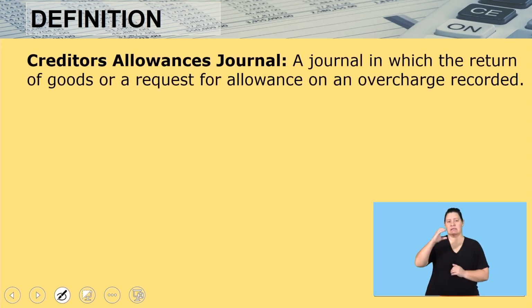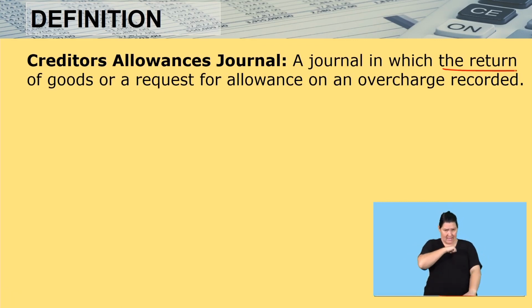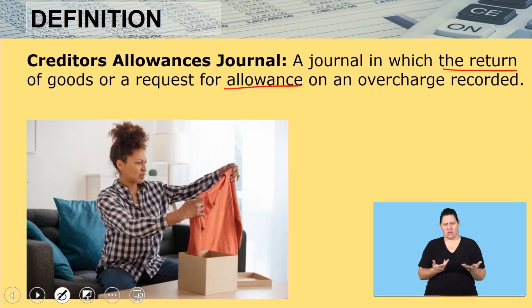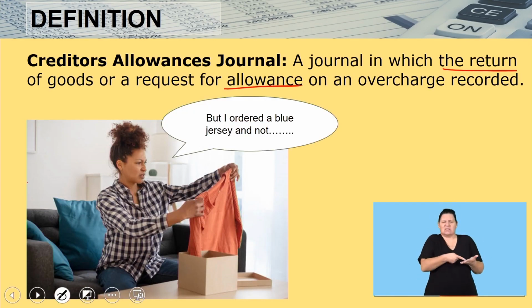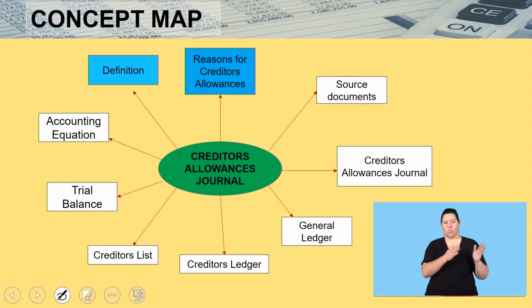Next, I'm going to move on to the definition of the Creditors' Allowances Journal. It is a journal in which the return of goods, very important here, the return of goods or a request for an allowance when an overcharge is recorded. In other words, if you order a particular type of good and you receive the wrong type, in such an instance you can claim an allowance, and we can record it in what we call the Creditors' Allowances Journal.